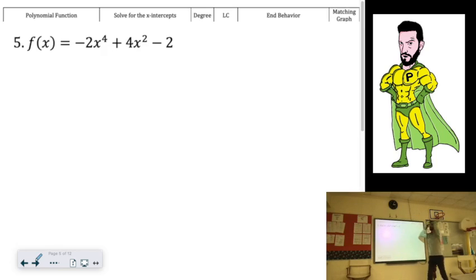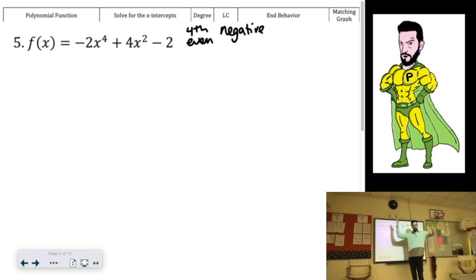All right, we're already on number 5. Oh my gosh. Let's get the stuff we know. The degree, it's the 4th degree. It's even. The lead coefficient is negative. Oh my gosh, is this the first time we've had that? Now, if it's even, they start and end in the same place, but the lead coefficient is negative. So they're both gonna head towards negative infinity.